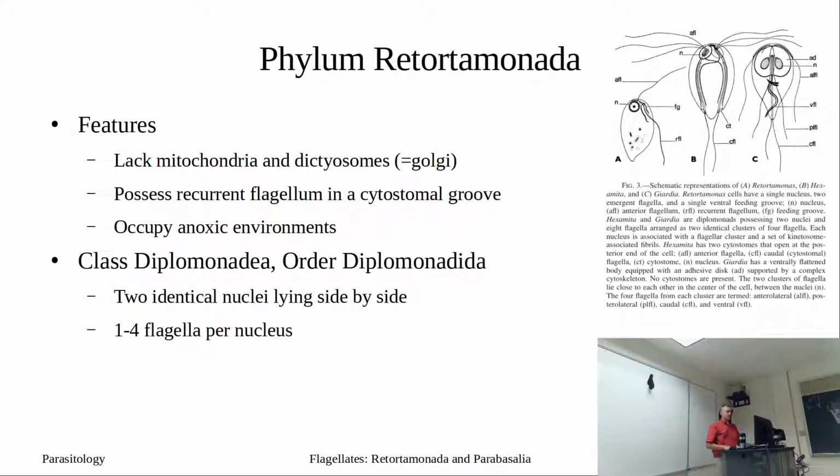All right, Retortamonada. A feature of this phylum is that they lack mitochondria, really don't have the need for them, and they lack dictyosomes, which is like, what the heck is dictyosomes? Again, it's our nice microbiological way of saying Golgi.